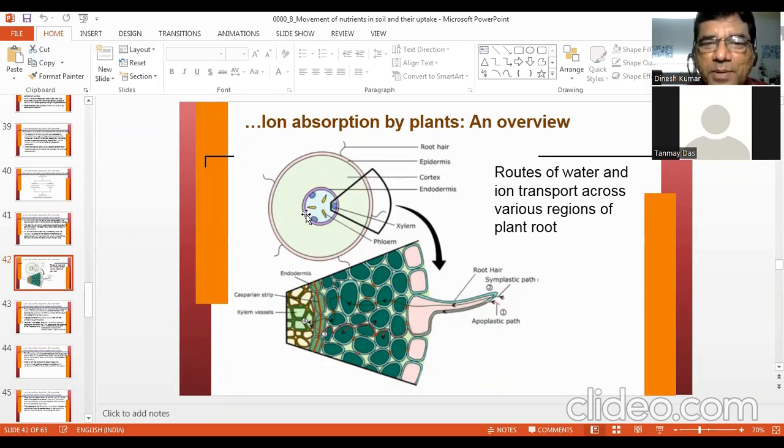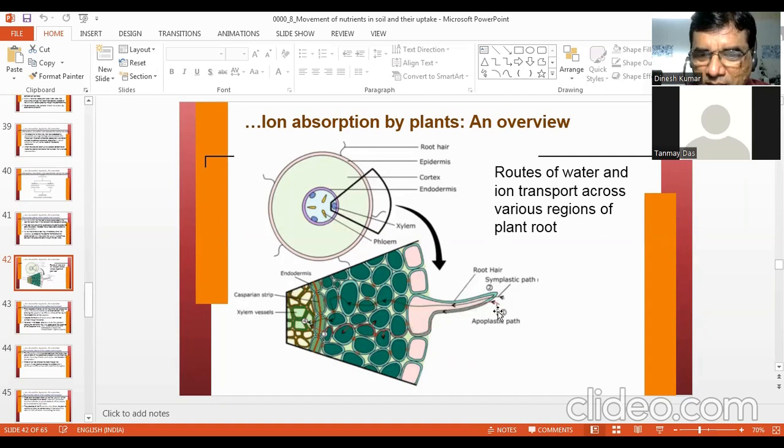This Casparian strip is overlapping the endodermis, you can say, at certain places. It is not a continuous endodermis, this Casparian. And then you have xylem and phloem. And this section, particularly, is enlarged here. So you can see this is the root, and the ion has entered into the root here. And now how can it go? So it can go through two paths.